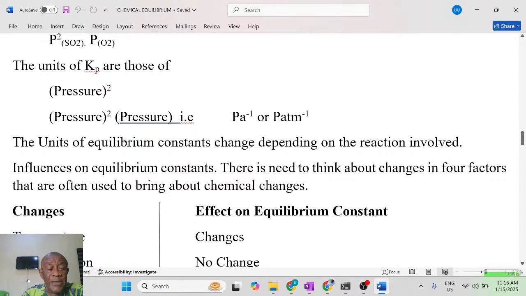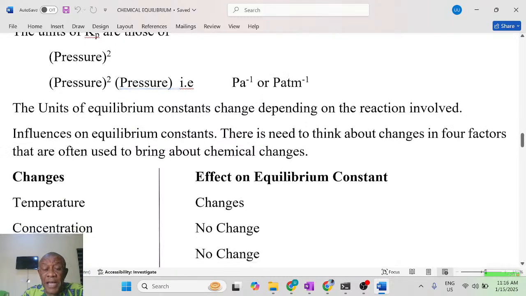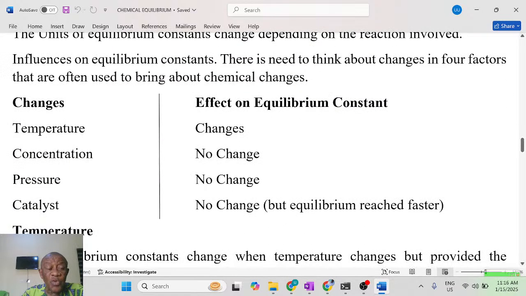If we look at the influences on a chemical reaction, there is need to think about changes in 4 factors that are often used to bring about chemical changes. What are those 4 factors? We know: temperature, concentration, pressure, catalyst. If we are talking about temperature, the equilibrium constant changes. Concentration, there's no change. Pressure, there's no change. Catalyst, there's no change, but equilibrium is reached faster.